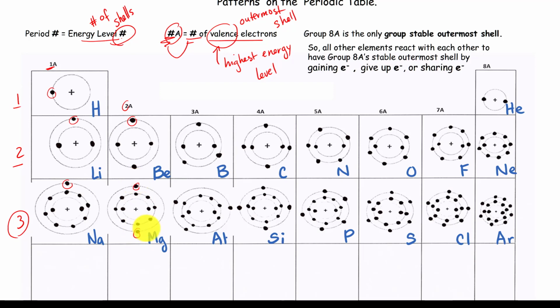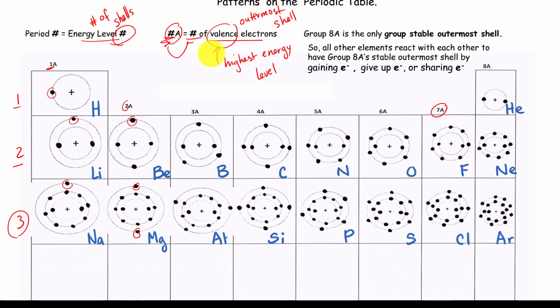What about, I'll go all the way to 7A. It has 7 valence electrons, of course. Look, 1, 2, 3, 4, 5, 6, 7. And the same thing for the rest of the elements in that group. The group A number, that number right there, represents the valence electrons, or the number of electrons in the outermost shell.